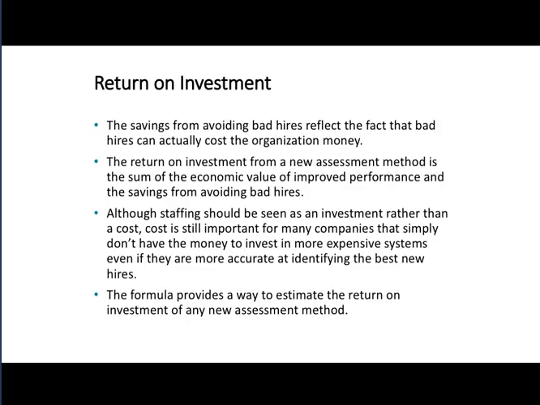The goal of return on investment as a key metric is to help us to identify how to avoid bad hires, because bad hires reflect the fact that this is going to cost us more money. And so we want to make sure we save as much money by making sure we make good hires and not think about what it would cost us for making bad hires. Return on investment from a new assessment method is the sum of the economic value of improved performance and the savings from avoiding bad hires. So again, if we avoid a bad hire, how much have we saved by making sure that we didn't have people who are going to drain the company and would have low productivity?